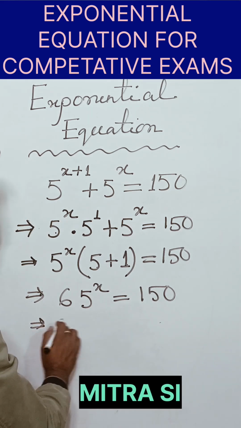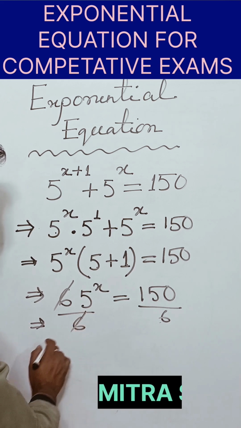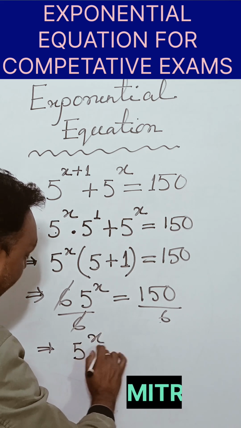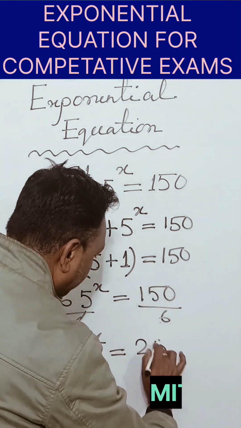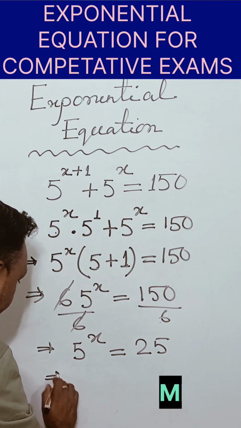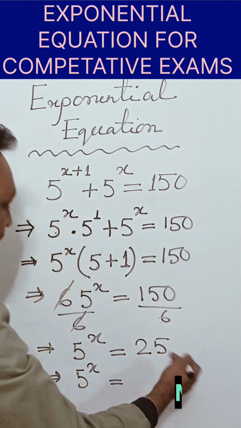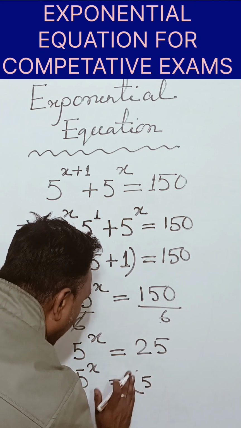Now divide by 6, this cancels, and 5 raised to x, if we divide it, you will get 25. Now we can write 5 raised to x equals 25, and 25 means 5 times 5, that is 5 squared.